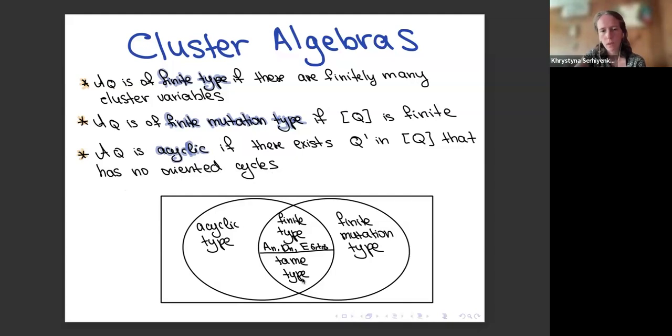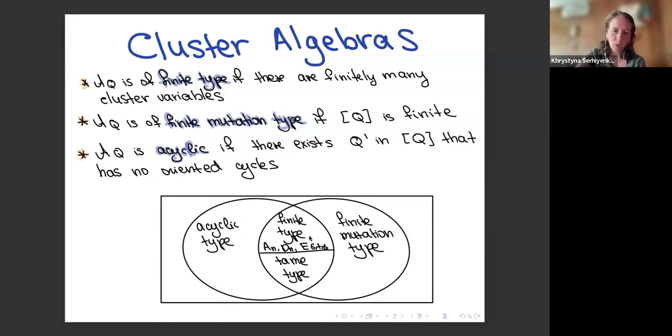So this is a diagram which tells you how they're related. Finite type is the smallest one, the nicest one, with finitely many cluster variables. And this one we can classify completely. These are of types A, D, and E, and I'll explain that on the next slide. This is included in the finite mutation type. If you have finitely many cluster variables, then you have finitely many seeds, and then finitely many quivers in those seeds. So you're of finite mutation type as well.